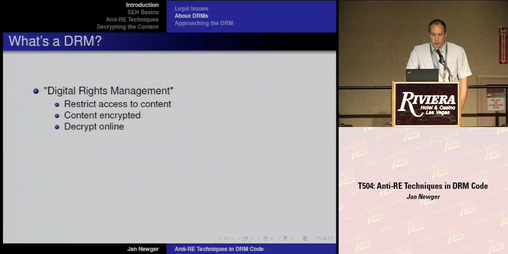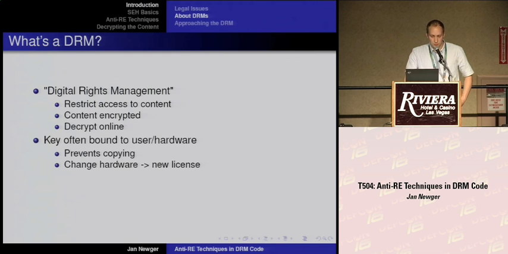So what's a DRM anyway? DRM means digital restriction. No, DRM means digital rights management. Some people say it means digital restriction management. What it actually does is restrict the user in accessing the content, and this is achieved by encrypting the content. So the DRM controls access to the key, and whenever you access the content, it's being decrypted online by the DRM system.